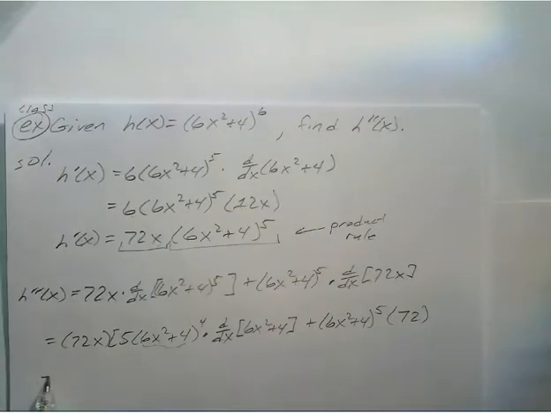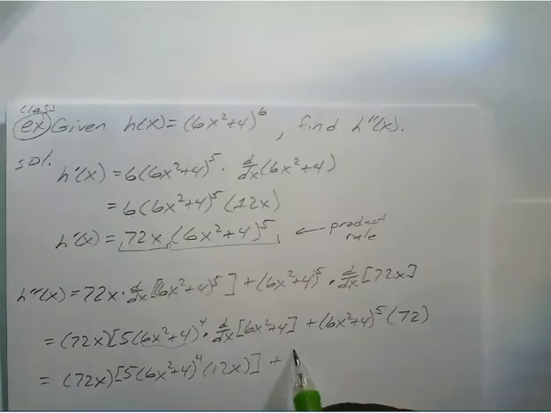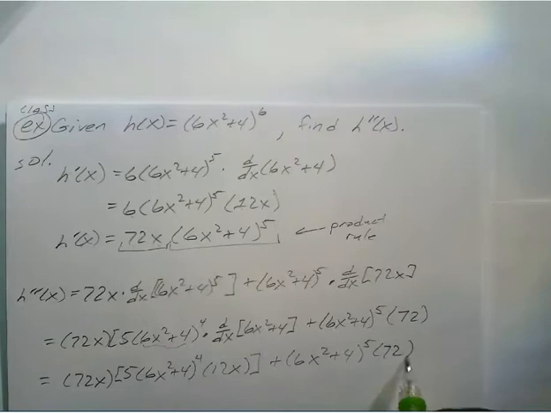All right. So what does that give us? That gives us 72x times 5 times 6x squared plus 4 to the 4th power. Derivative of 6x squared, if we bring down the 2, that's 12x. Plus, we have our 6x squared plus 4 to the 5th power times 72.